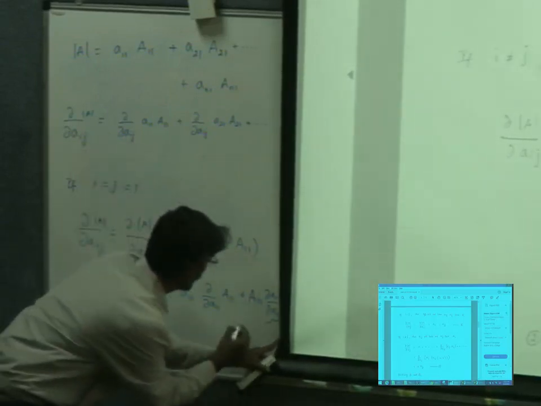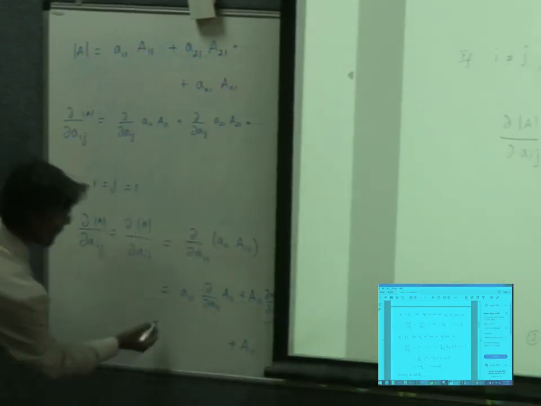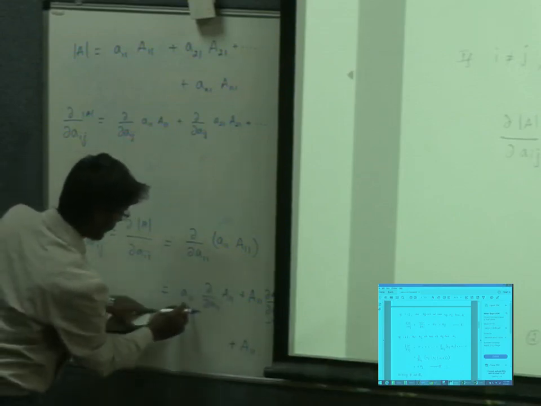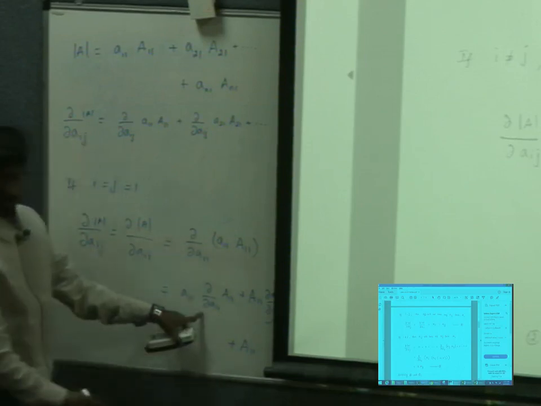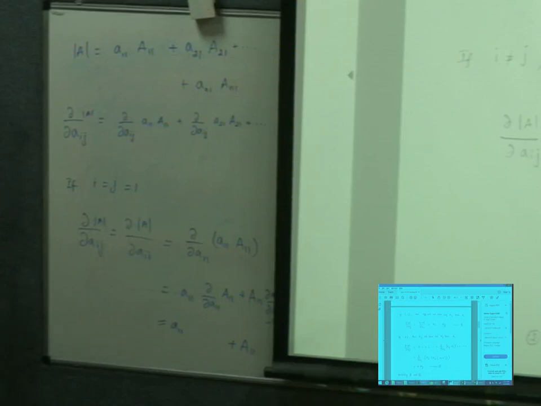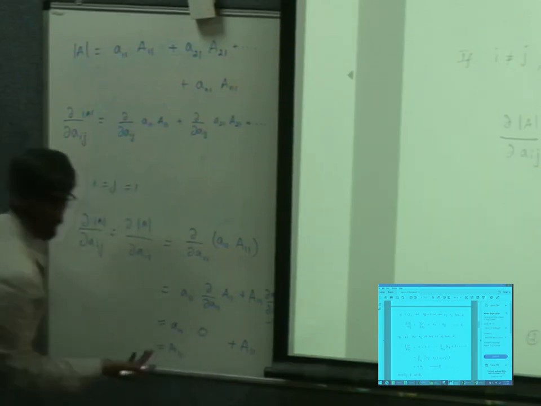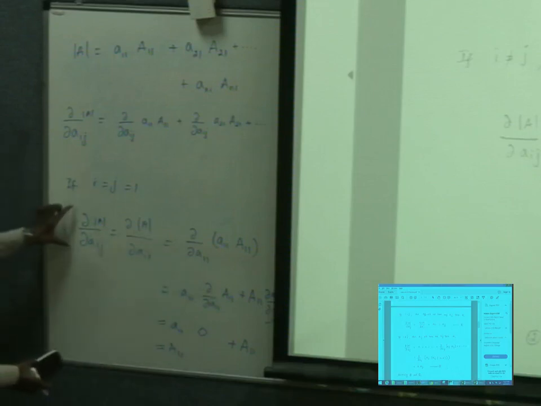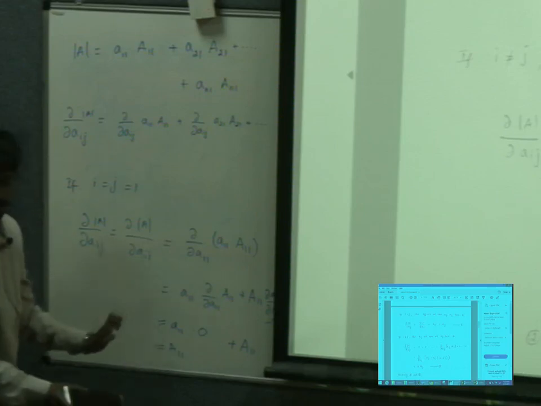So the second term will be nothing but A11, that's all. Now what about this term? a11 into the partial derivative of capital A11 with respect to small a11. Will this term contain any a11? It will be 0, right? So you have A11. So the partial derivative of the determinant of A with respect to any of the diagonal elements will be nothing but its cofactor. That's all.